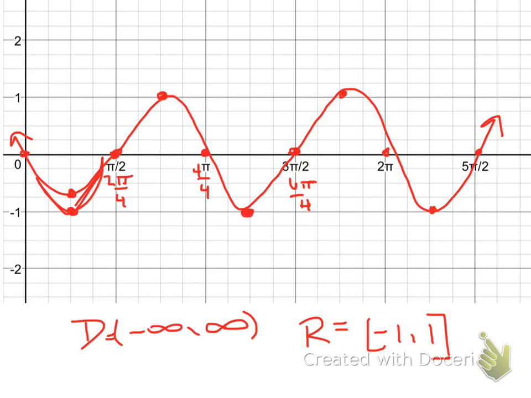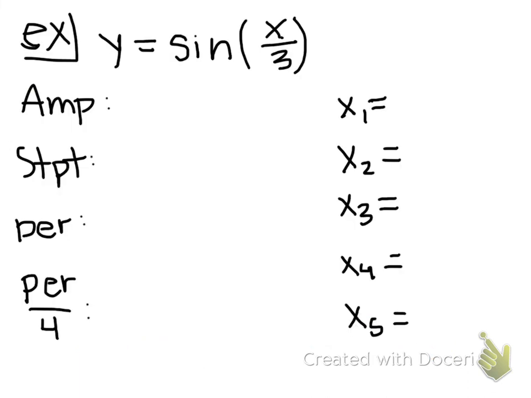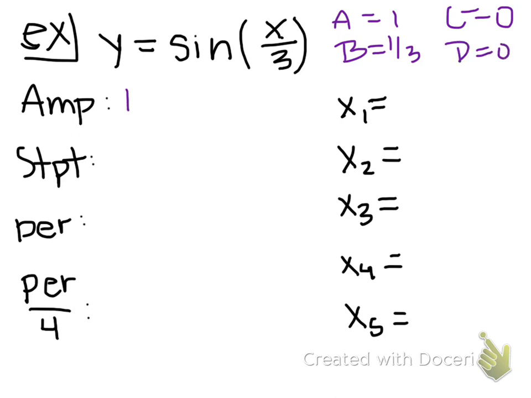Alright, so let's try another one that has some phase shifting, as we call it. So here we have sine of x over 3. So a is 1, b is 1 over 3. I have 1/3 of x. C is 0, and d is 0. So amplitude is still 1. My starting point is c over my b value, which is 1/3. So starting value is 0.